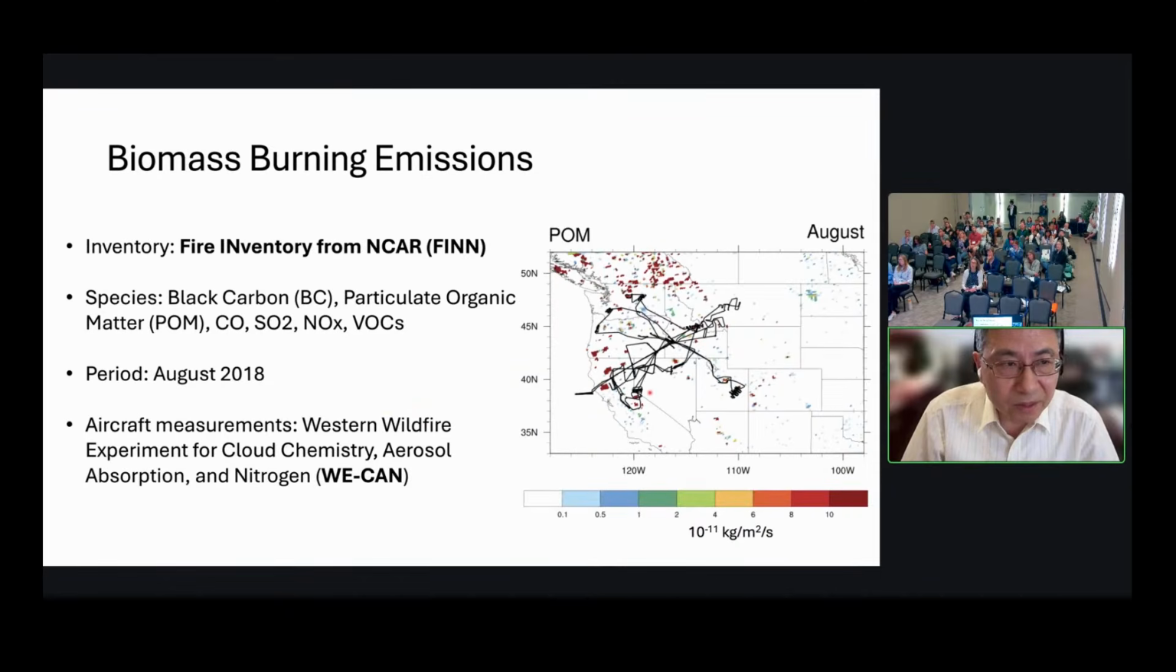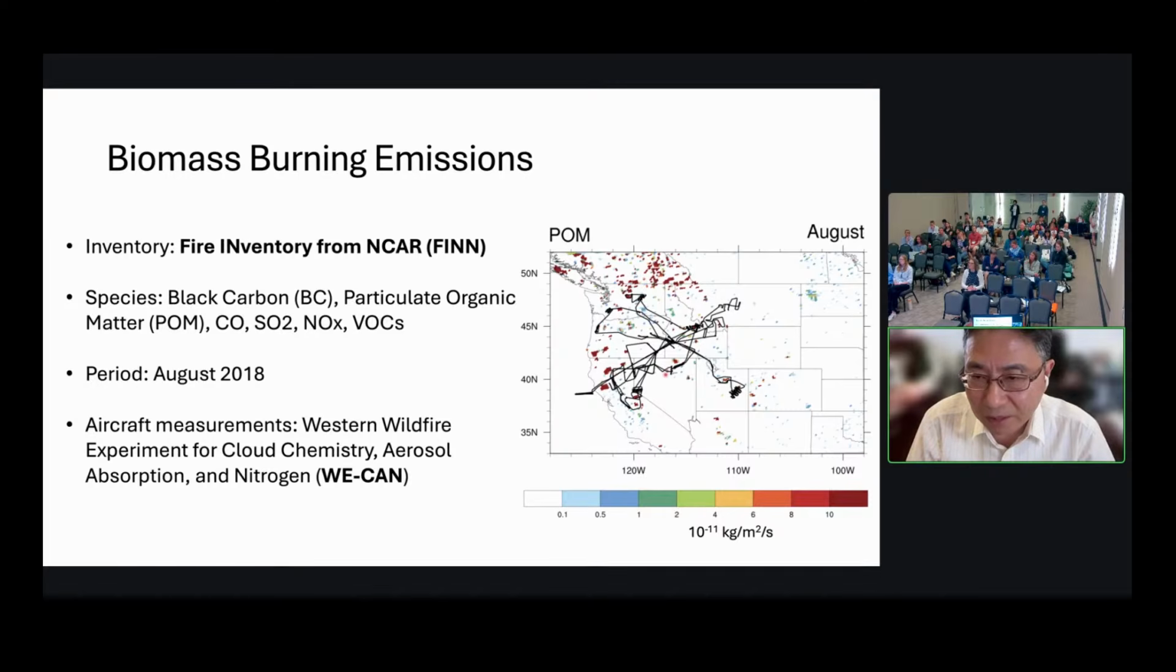And so the biomass burning emissions are based on the FINN dataset, developed by NCAR, and include species like black carbon and particulate organic matter, POM, and also trace gases like CO, SO2, NOx, and VOCs. In order to validate the model with the observations, we run the simulation for a period in August 2018, and this is during the WE-CAN field campaign.